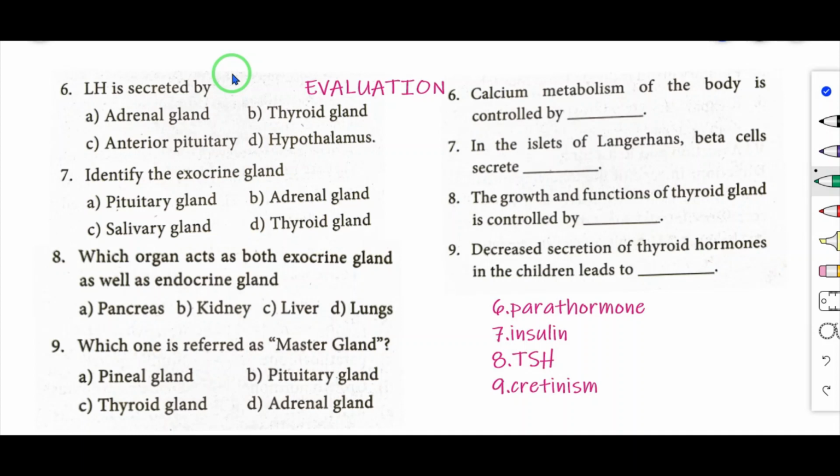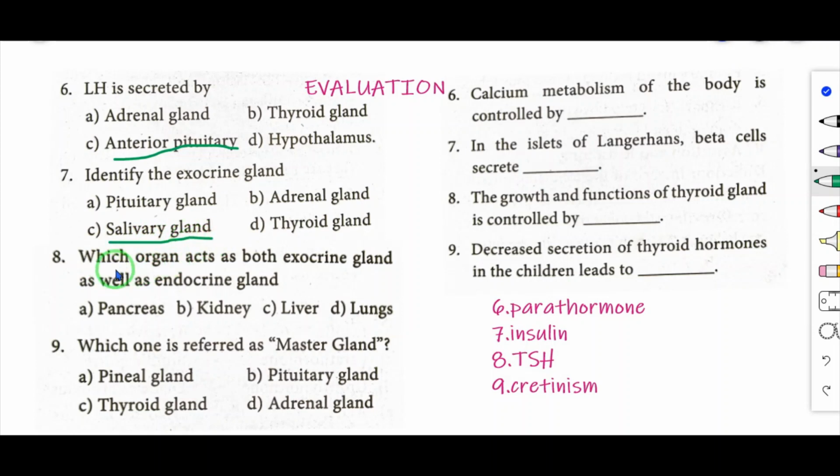Roman number 1, choose the correct answer. Question number 6, LH is secreted by: A, adrenal gland, B, thyroid gland, C, anterior pituitary, D, hypothalamus. Correct answer is anterior pituitary. Number 7, identify the exocrine gland. A, pituitary gland, B, adrenal gland, C, salivary gland, D, thyroid gland. Answer, salivary gland.